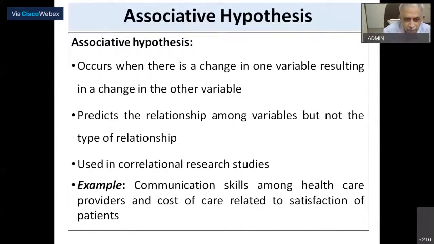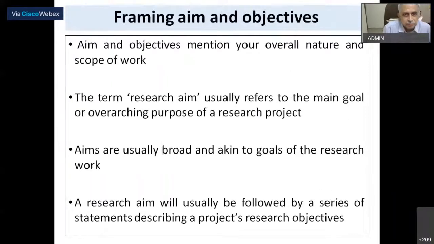To give an example, communication skill among healthcare providers and cost of the care. So you are looking at two things. One is the communication skill of the healthcare workers, and the other is the cost of treatment, and whether they have any relation to the satisfaction of the patient. So you can check healthcare providers' communication skill. You can check the cost of treatment in your hospital, and you can add both and check whether there is any relation or not.